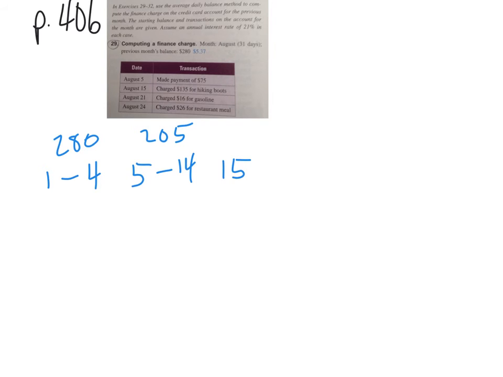The table says on the 15th we charge $135 for hiking boots. That means we're going to take that $135 and add it to the $205, and that should give us $340. And this will last from the 15th all the way to the 20th because, again, it changes on the 21st.